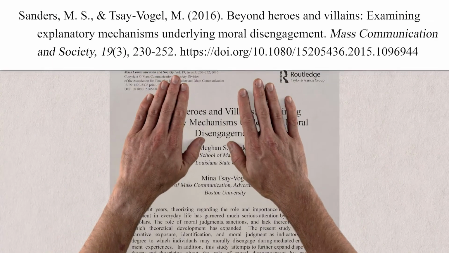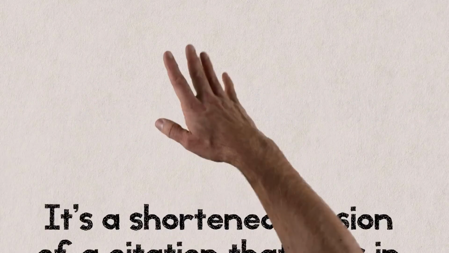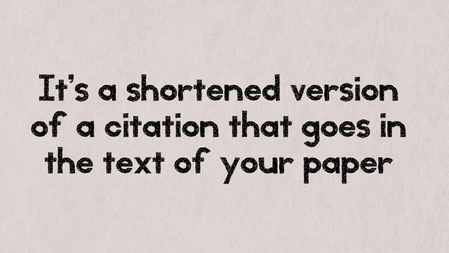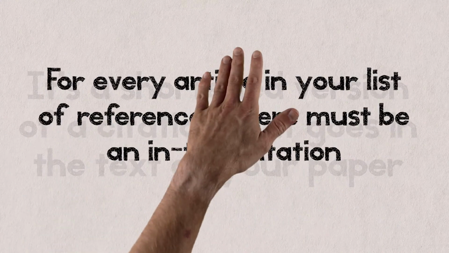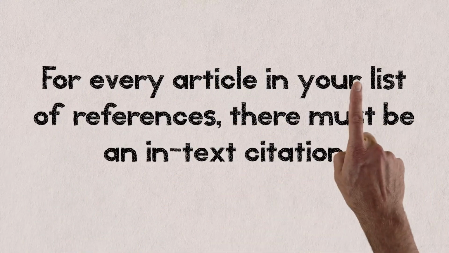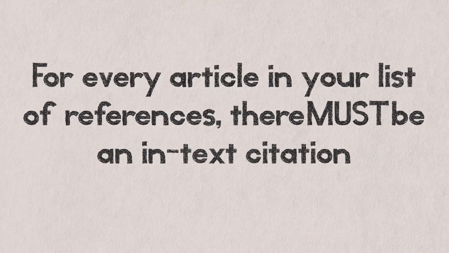But what about actually quoting this article in your paper? For that, you gotta have an in-text citation. That's what tells your reader that you're using someone else's idea and where to find it in your list of references. For every article in your references, there must be a corresponding in-text citation and vice versa.